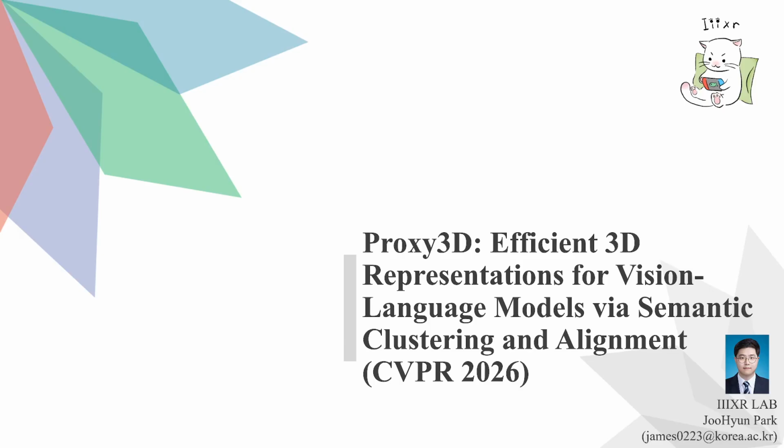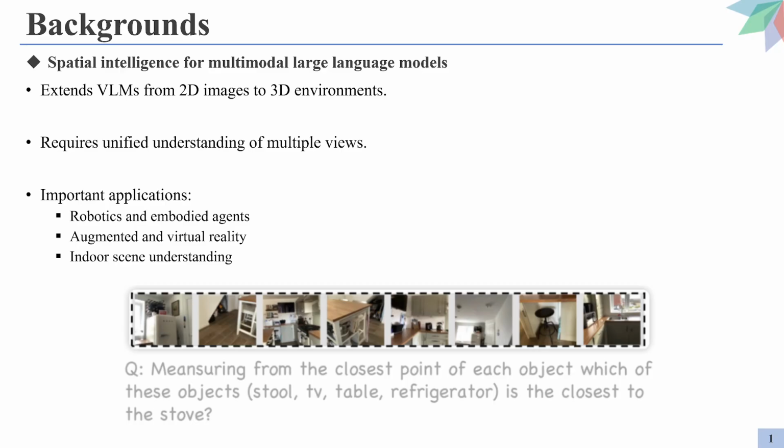Today I'll be introducing the paper Proxy 3D, Efficient 3D Representations for Vision Language Models via Semantic Clustering and Alignment. The paper was published in CVPR 2026. The field of this paper is known as 3D Vision Language Modeling or Spatial Intelligence for Multimodal Large Language Models.